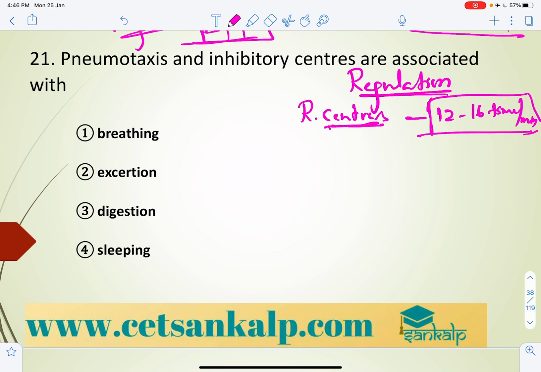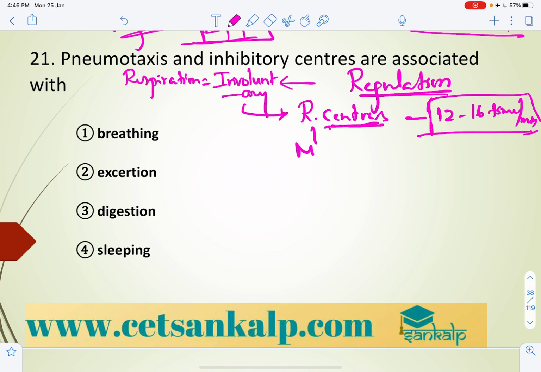For our respiration to happen 12 to 16 times, these respiratory centers play a major role. We know that the respiration process is involuntary, not voluntary, although voluntarily we can do it too. Involuntary means respiratory centers. Where exactly is that center present? It is situated in the medulla oblongata.